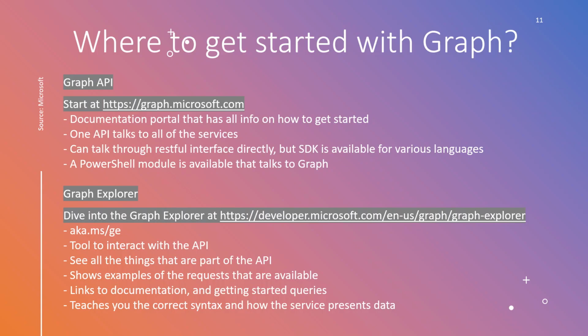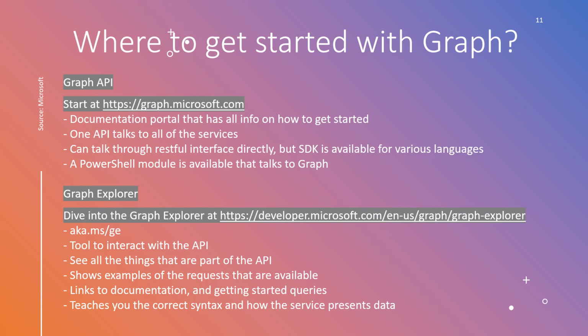Now, moving on to the real question here. Where can one get started with Graph? You can explore the Graph API at graph.microsoft.com. This link hosts the documentation listing all information on how to get started. Remember, this API can talk to everything, all of the services, Teams, Intune, Entra ID, Outlook, Exchange Online, to name a few. There is an SDK available for various languages, and there also exists a PowerShell meta module that goes through the SDK and talks to Graph.